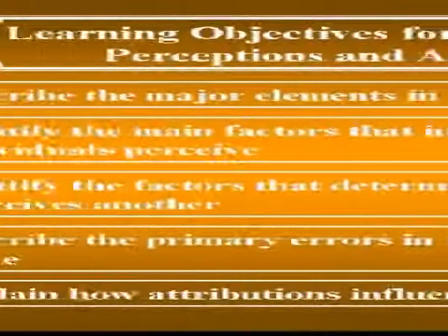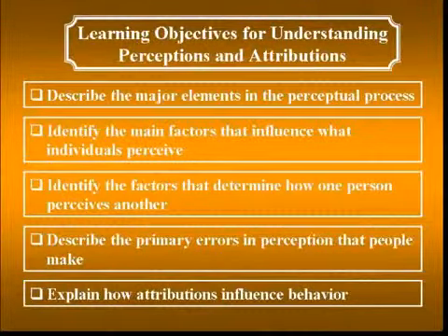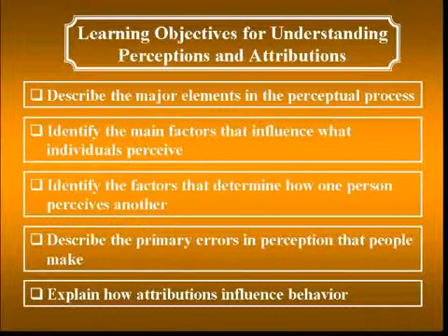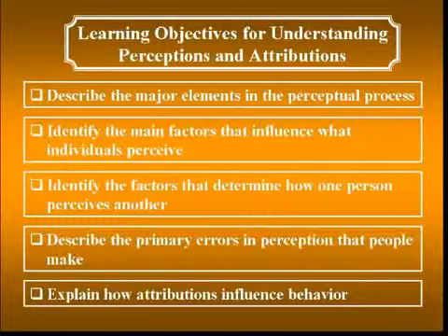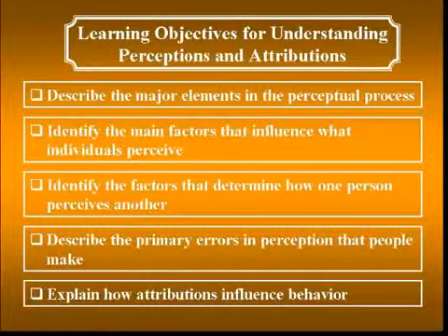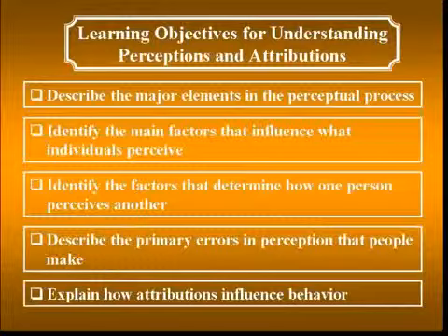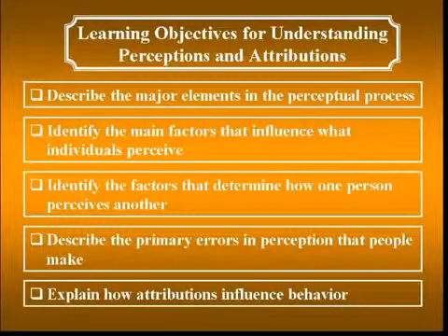This is the third in our lecture series, and today we're going to talk about perception and attributions in organizational behavior. What do we mean when we talk about perception and attributions? Well, in this video, we're going to describe the elements of the perceptual process. We're going to look at the main factors that influence what individuals perceive. We're going to identify factors that determine how a person perceives another. And we're going to look at the primary errors in perception that people have. And then finally, we're going to wrap it up with the attributions that influence behavior.